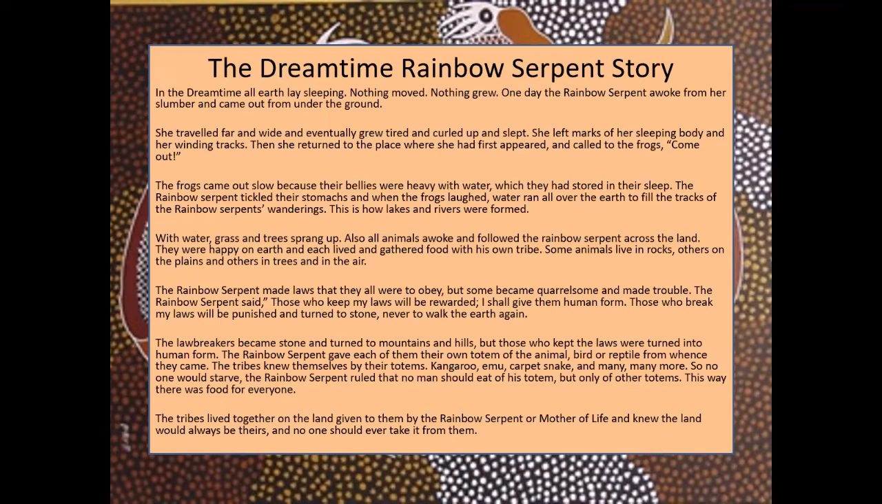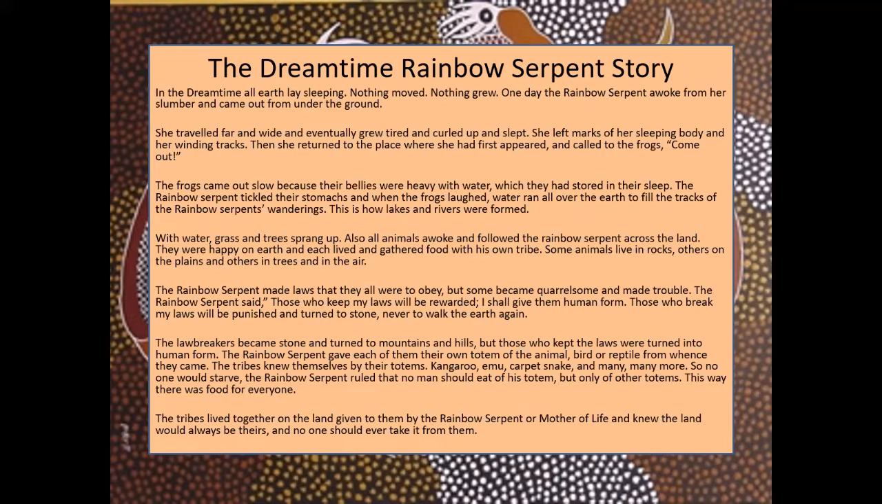When she returned to the place where she had first appeared and called to the frogs, "Come out." The frogs came out slowly because their bellies were heavy with water, which they had stored in their sleep. The rainbow serpent tickled their stomachs, and when the frogs laughed, water ran all over the earth to fill the tracks of the rainbow serpent's wanderings. This is how lakes and rivers were formed.